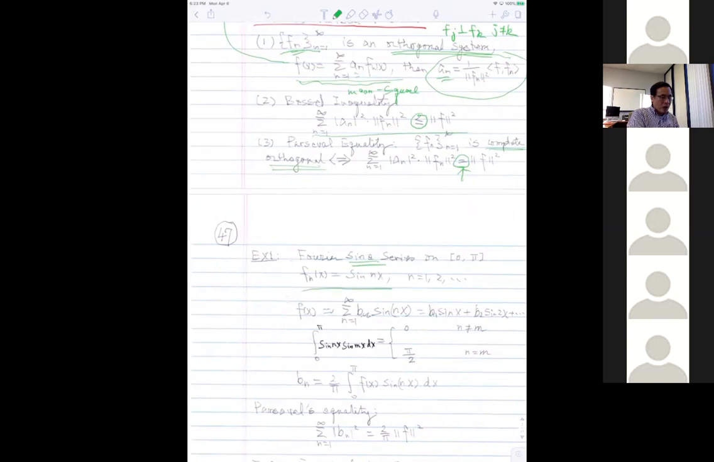In this case, the orthogonal system is fn(x) equals sin nx, and n runs from 1 to infinity. This is on the interval from 0 to pi. One can prove, and we are not going to prove it here, that this is a complete orthogonal system.